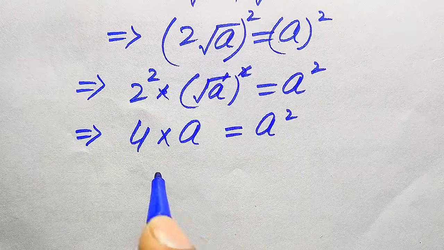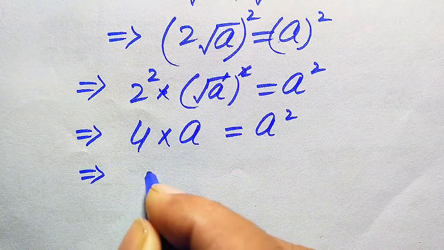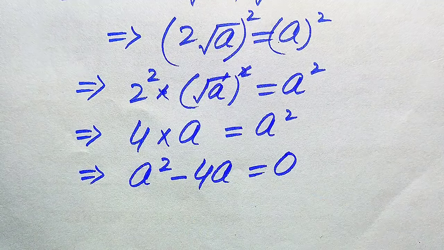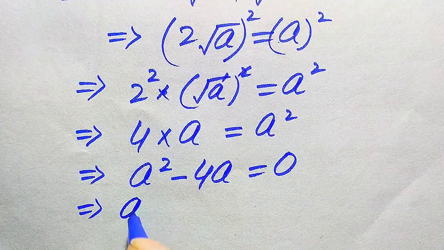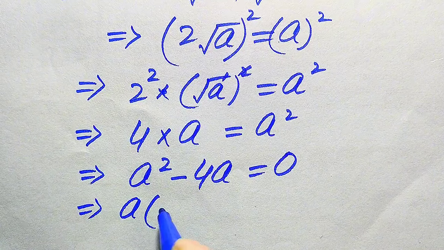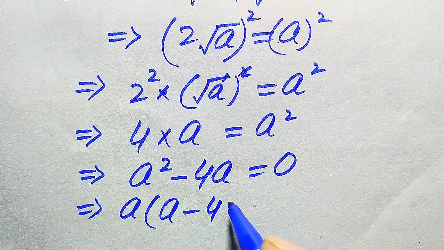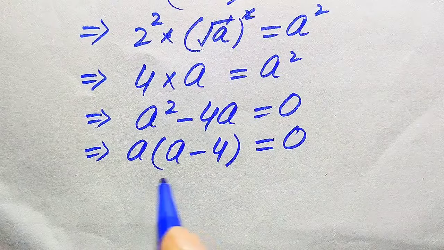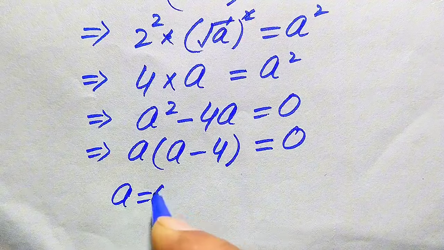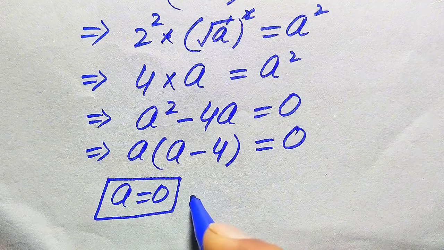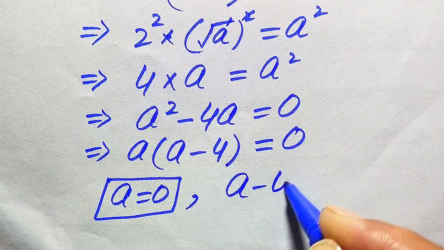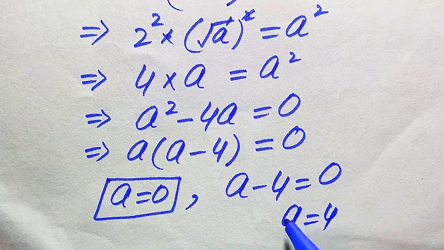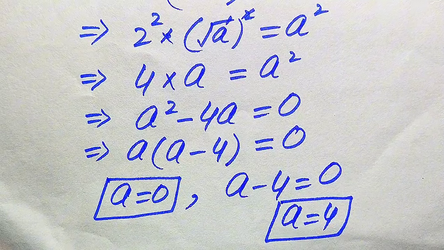And further if we move this 4a from the left hand side to the right hand side, it becomes a squared minus 4a is equal to 0. And now you see both of these two terms involve a, so we take common a from here, and we get the remaining values a minus 4 equals 0. And now we divide this into two cases. The first case is we write a equals 0. This is the first root, and the second case is we write a minus 4 equals 0. And from here we get the value of a is equal to 4. So this is the second root.